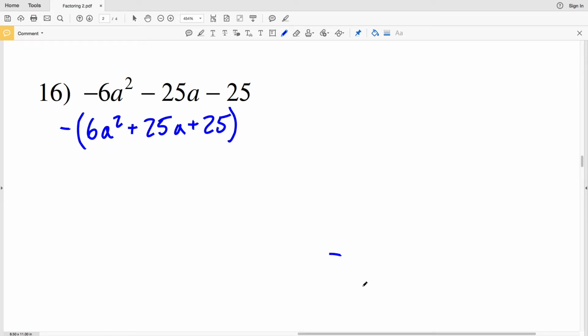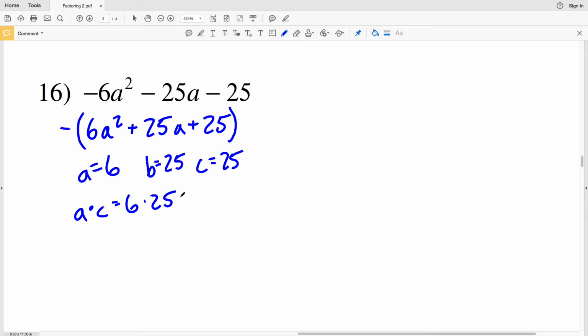So that will get put back into my final answer, or multiplied back in, since it's a negative 1. My a value is 6, my b value is 25, and my c value is also 25. So a times c equals 6 times 25, which is 150.